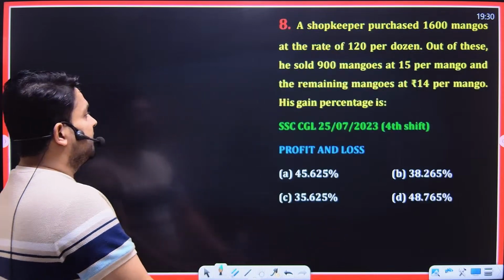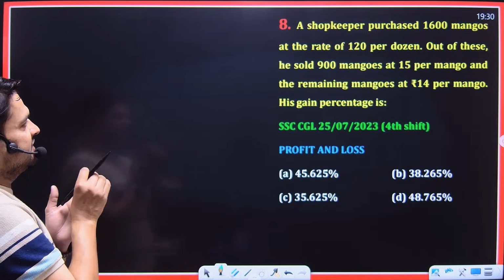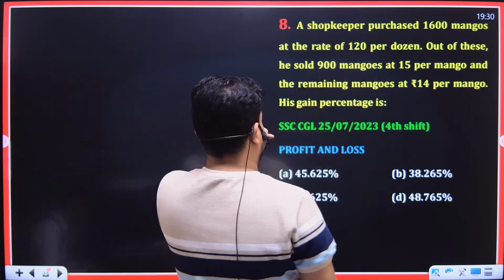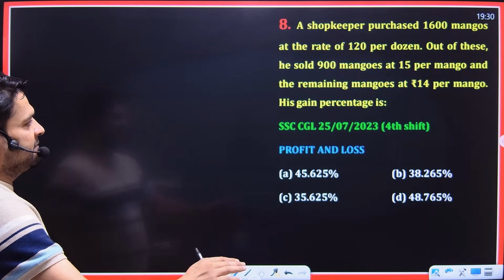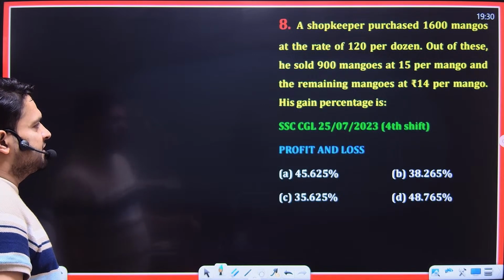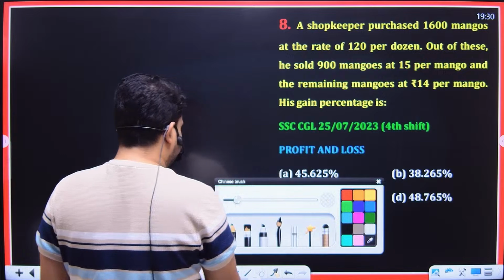Question number 8. A shopkeeper purchased 1600 mangoes at the rate of 120 per dozen. Out of these, he sold 900 mangoes at 15 per mango and the remaining mangoes at 14 per mango. His gain percentage is, again, a simple question asked by CGL in 2023.